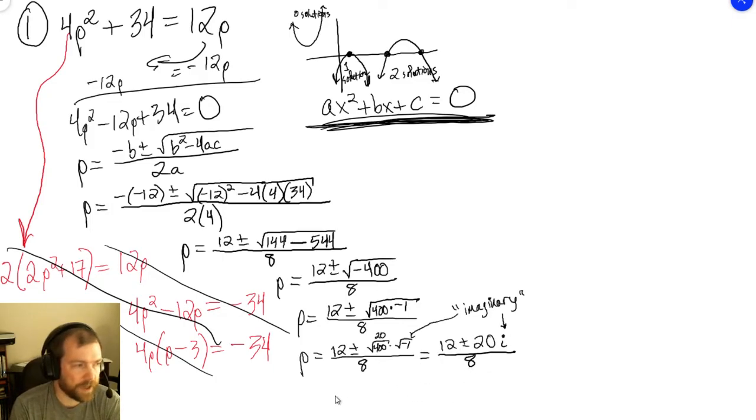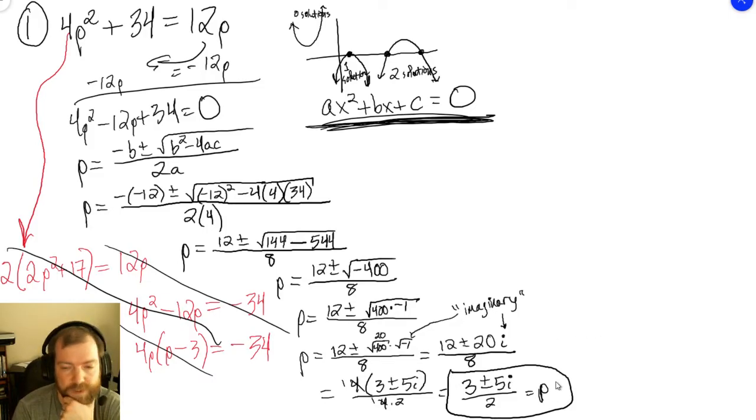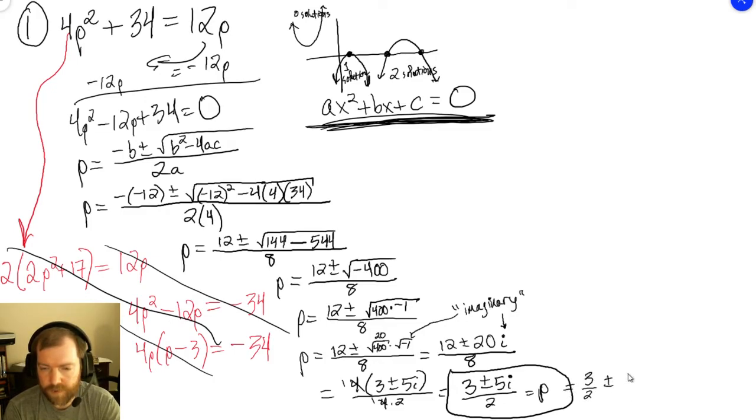In this particular case, you can factor out a common 4 from the top, leaving 3 plus or minus 5i divided by 4 by 2. Your 4's can divide out. This leaves us with 3 plus or minus 5i, all divided by 2, is equal to our p value. I am perfectly happy leaving it like this. There are other people who want you to specifically separate this out, so you would be thinking this is 3/2 plus or minus 5/2 times i. That would be the slightly more expanded version of doing this.